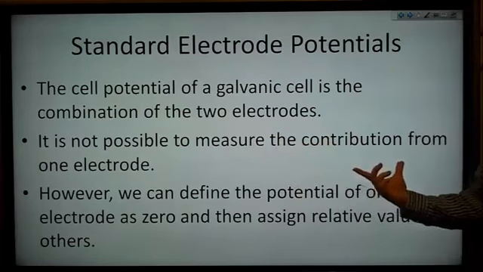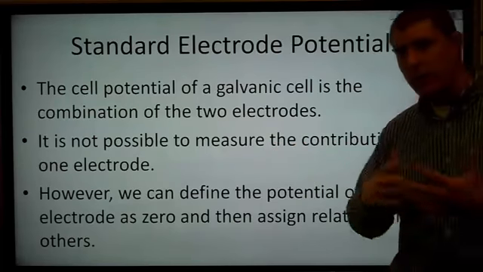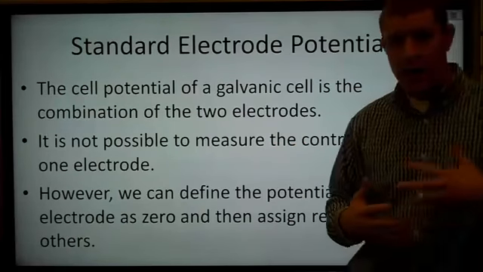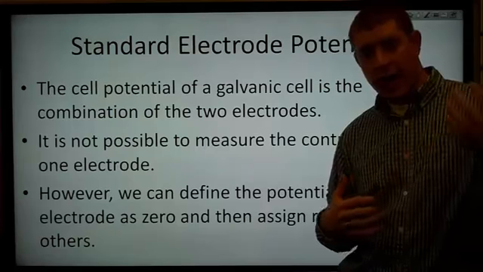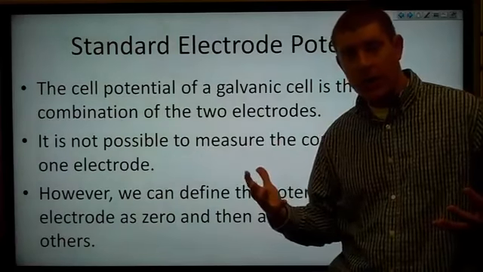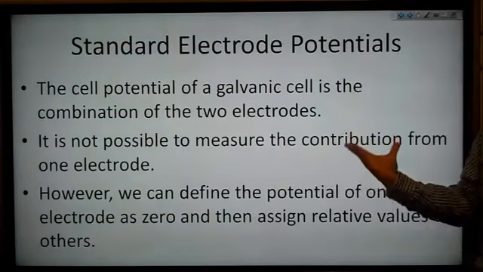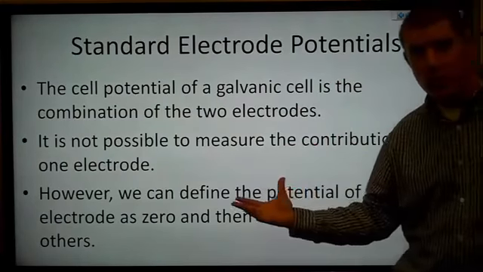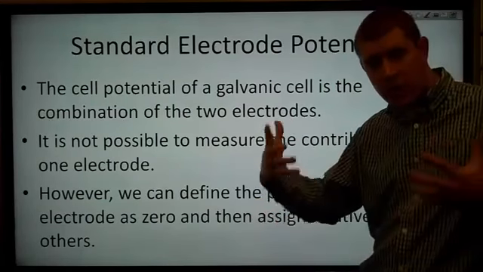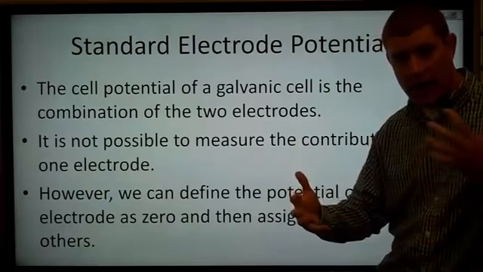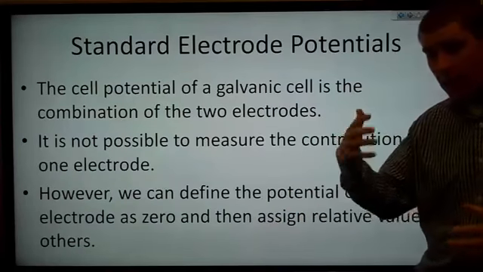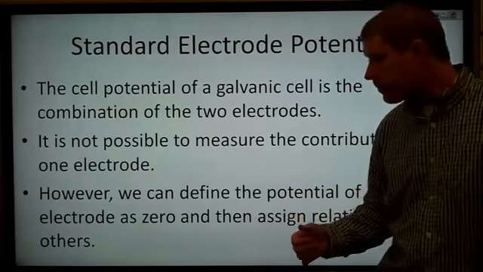It's not possible to measure the contribution from one electrode, just like we couldn't measure, say, the ionic strength of just a cation without an anion around. We can't measure our contribution from just one electrode without some other electrode around, because we need both sides. We need both a cation and an anion, so, a cathode and an anode.